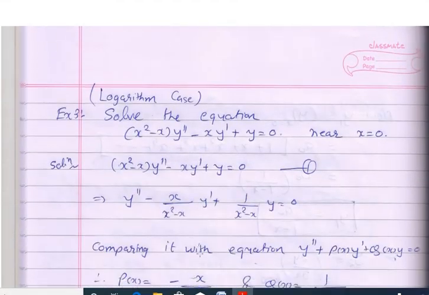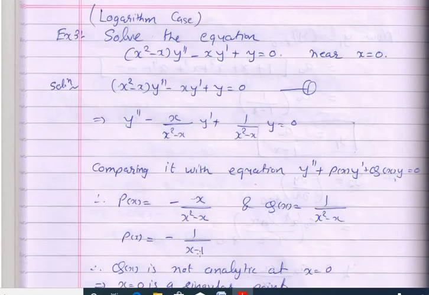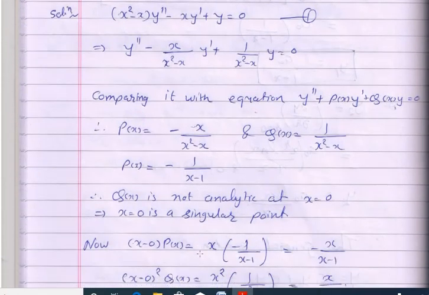Same in the third case, we are going to take the equation x square minus x into y double dash minus x into y dash plus y is equal to 0. So again we are writing it in the standard form, y double dash plus x upon x square minus x into y dash plus x square minus 1 upon x square minus x into y. From this one we have px is equal to minus x upon x square minus x, qx is equal to 1 upon x square minus x. So px will be minus 1 upon x minus 1.